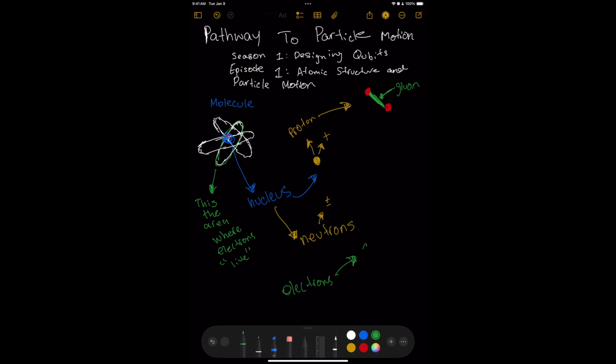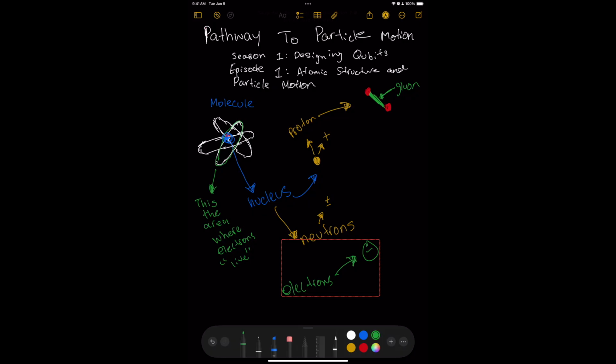Now, electrons are negative charged particles. These negative charged particles are extremely important as they characterize whether a molecule is neutral or an element, right?